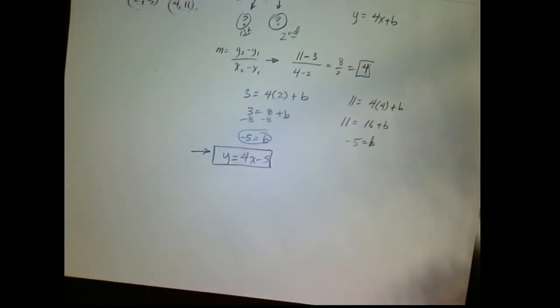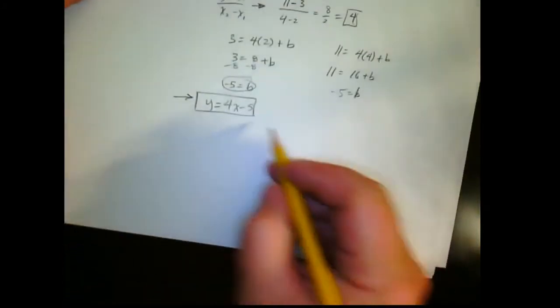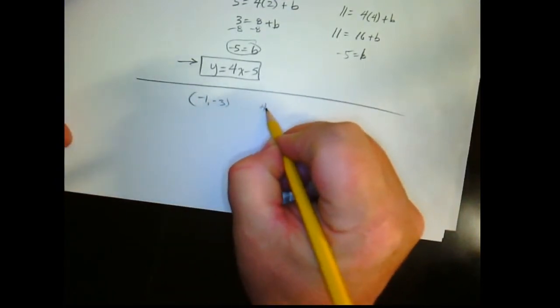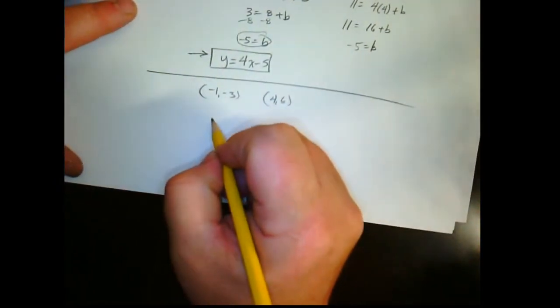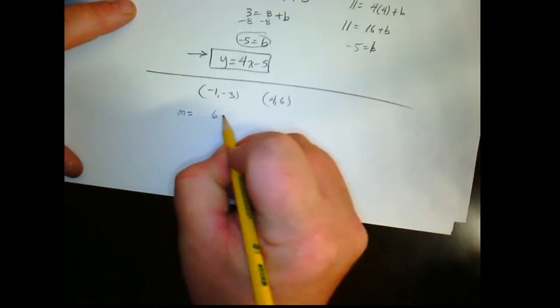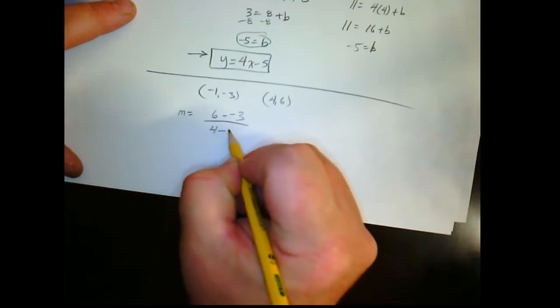Let's do one with some negatives. So let's see. Let's do negative 1, negative 3, and 4, 6. Okay, so first thing we're going to do is we're going to find our slope first. So that's going to be 6 minus negative 3, over 4 minus negative 1.